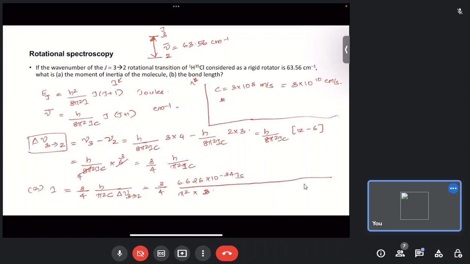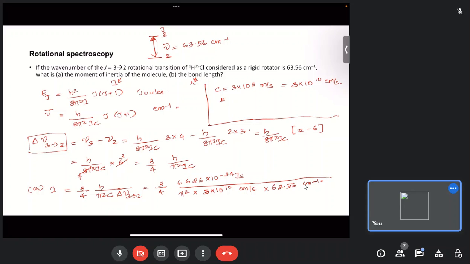So this is 3 into 10 to the power 10 centimeter per second. Because my wave number is in centimeter inverse, so I just want to cancel both of them. So this is 63.56 centimeter inverse.